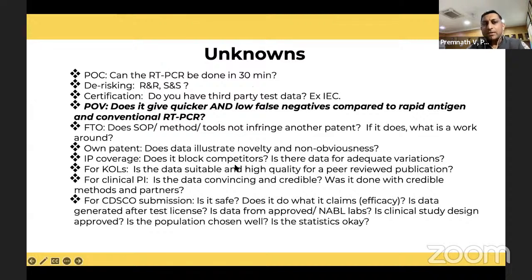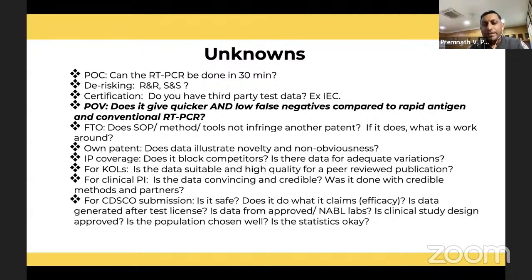Now let's look at the unknowns. So the questions you will pose are something like this. The proof of concept question is, can the RT-PCR be done in 30 minutes? Because that's a big claim that you're making in this particular technology. The de-risking might be, does it have repeatability, reproducibility? Does it have the right sensitivity and specificity, right? For certifications, if it involves a device or whatever, you might need to generate third-party test data, and somebody might want to see that.